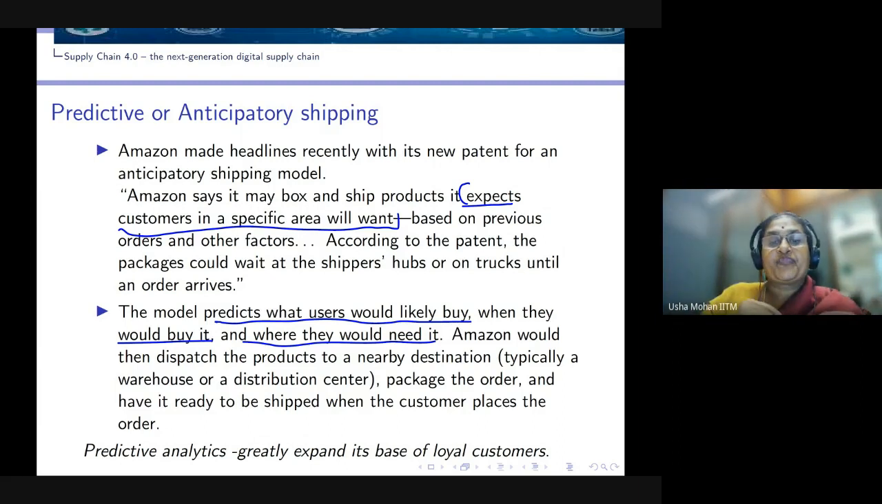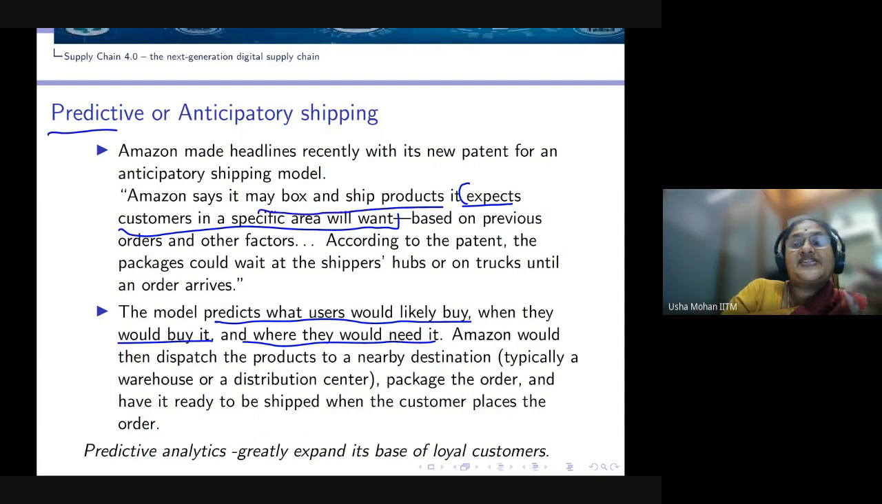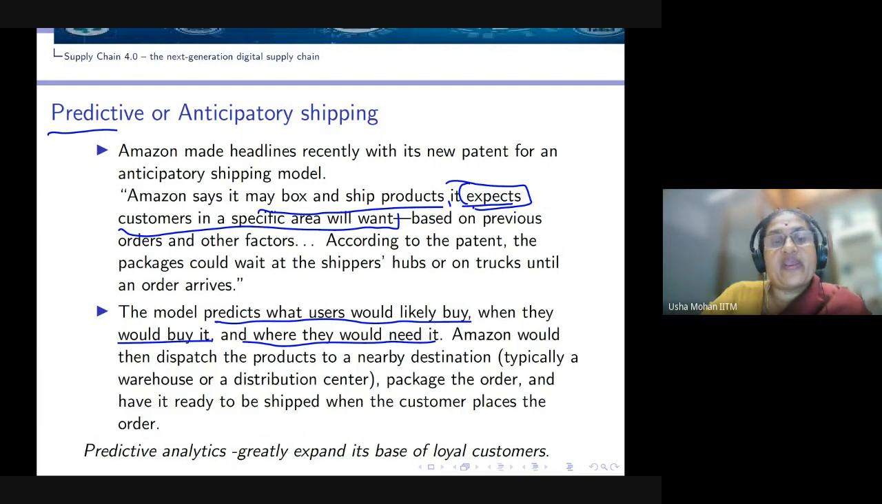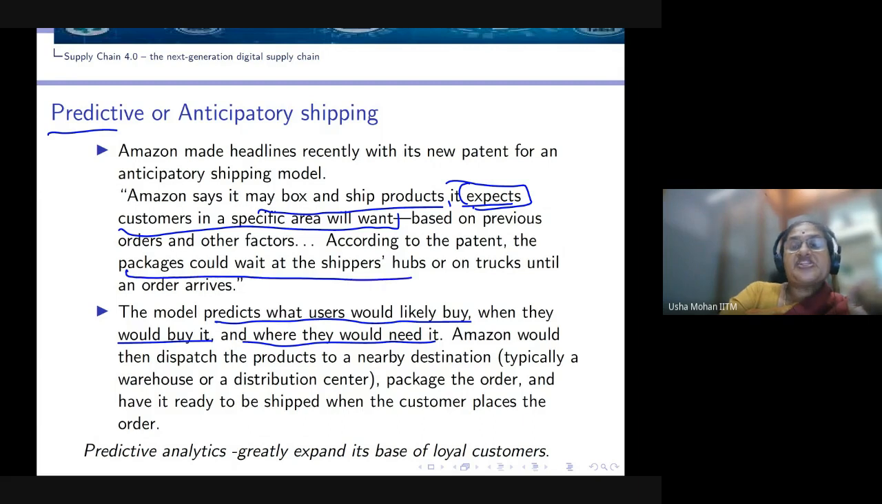customer data. So this is one of the best uses of predictive analytics, where it is doing predictive shipping by shipping products to places where it expects, based on what a customer in a specific area will want from previous orders. So what happens because of this? Packages could wait at the shipper's hub or on trucks, but the customer's orders are satisfied much earlier.